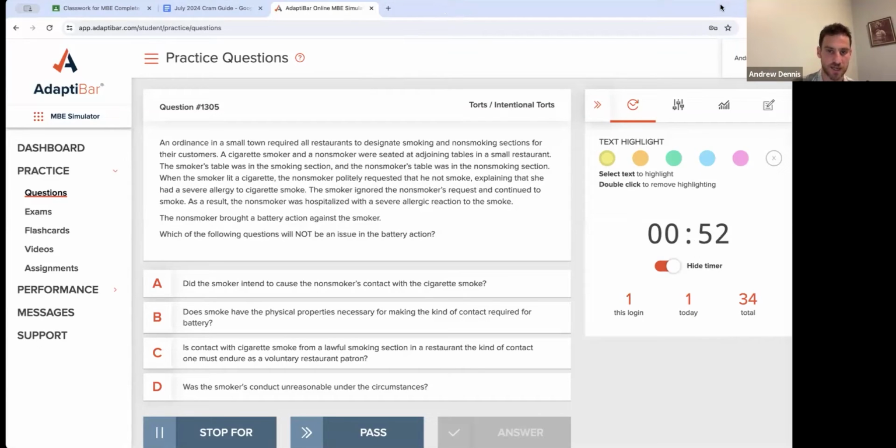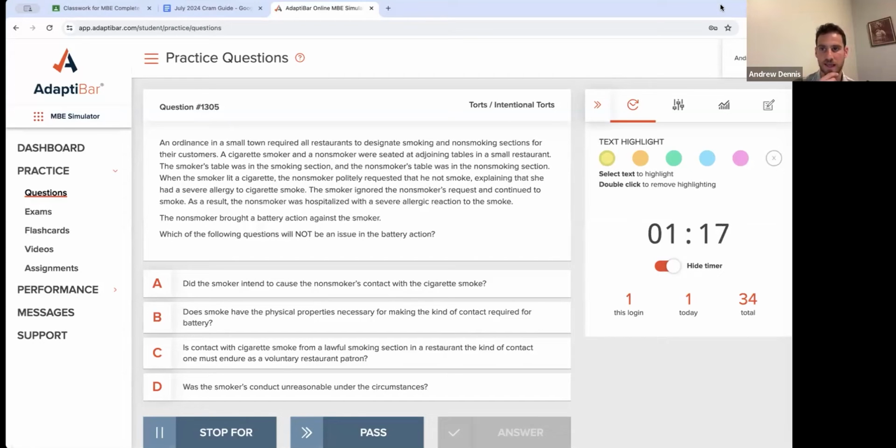A: Did the smoker intend to cause the non-smoker's contact with the cigarette smoke? B: Does smoke have the physical properties necessary for making the kind of contact required for battery? C: Is contact with cigarette smoke from a lawful smoking section in a restaurant the kind of contact one must endure as a voluntary restaurant patron? D: Was the smoker's conduct unreasonable under the circumstances?